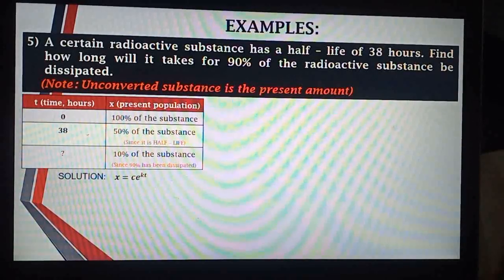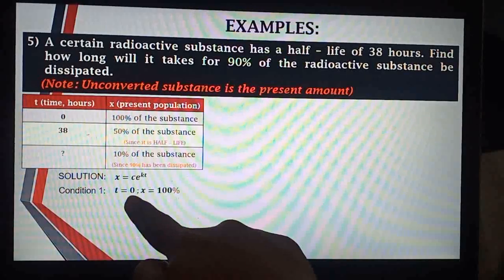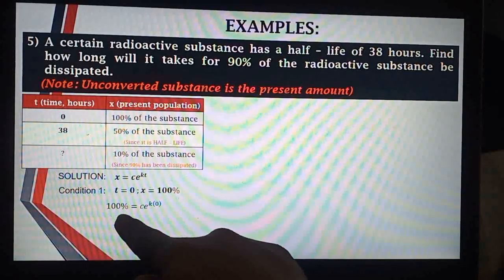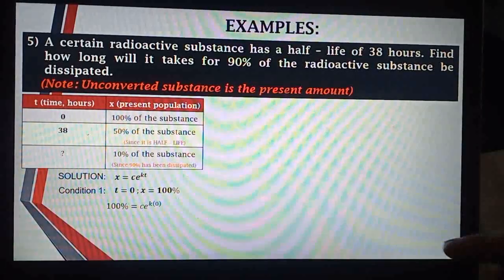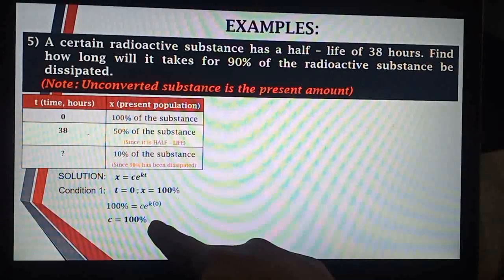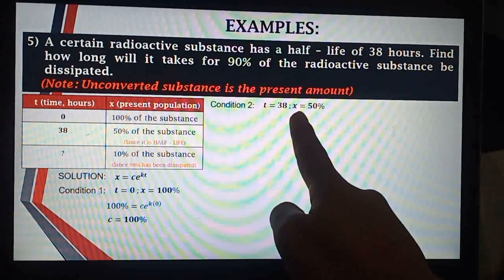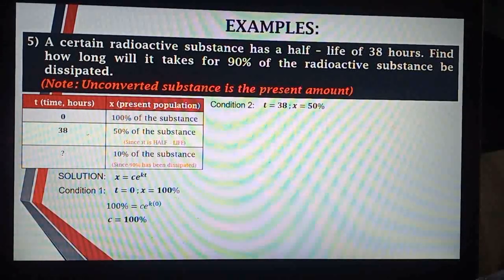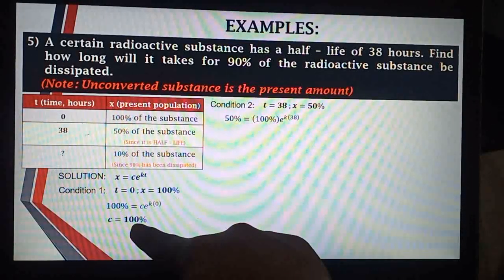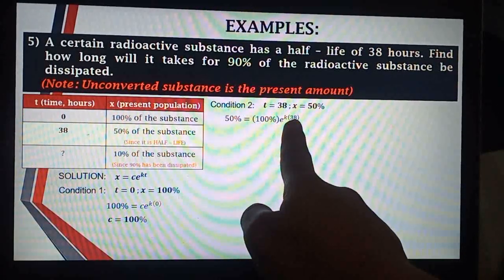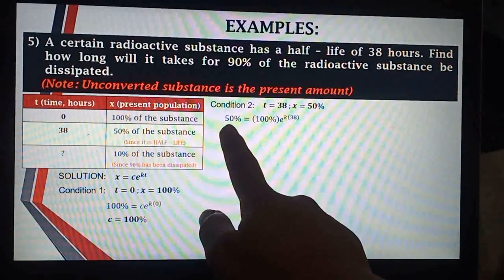So for the solution, you have the same formula: x equals c e raised to kt. The condition 1 is time equal to 0 and the value of x, or the substance, is 100%. So you will have 100% equals c e raised to k of 0. Therefore, the value of c is 100%. Now, for the second condition, at time 38, the value of your x is 50%. So we will use the computed value c, that is 100%, e raised to k of 38, which is your time, equated now to 50%, which is the x.